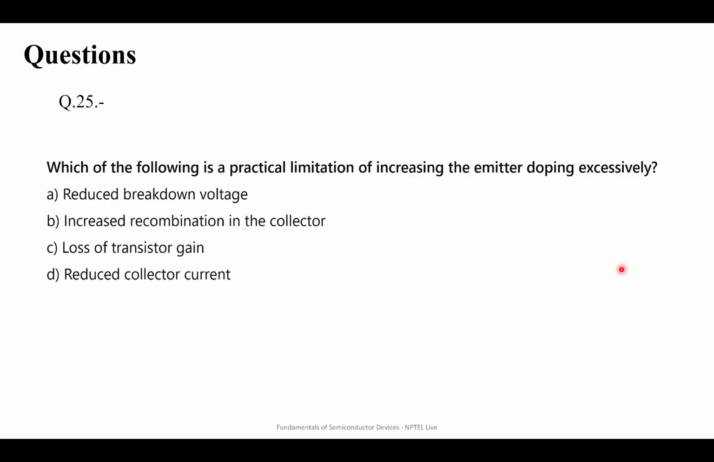But which of the following is a practical limitation of increasing the emitter doping excessively? Reduced breakdown voltage, increased recombination in the collector, loss of transistor gain, reduced collector current.